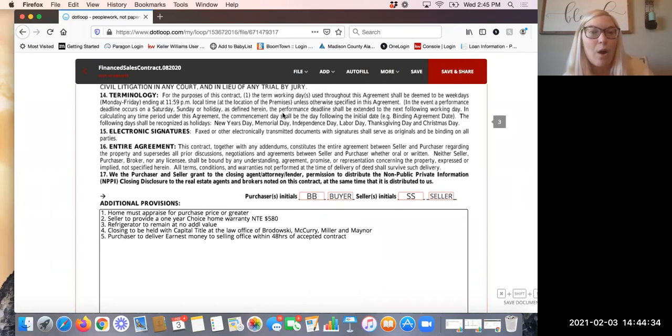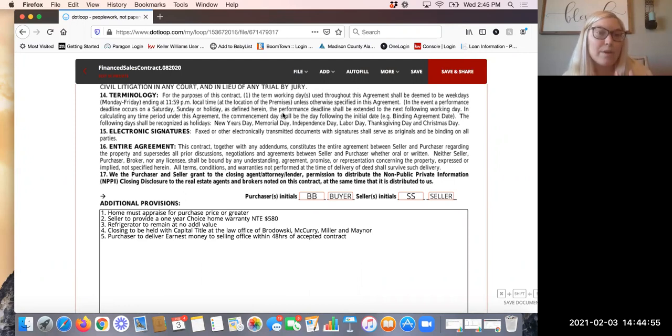All right, we're going to go all the way down to additional provisions. By no means does this mean that you have to add everything that's in this into your contract. It is not required. It is just a hey, you might want to have this in there type thing. You don't have to have any of this in there.